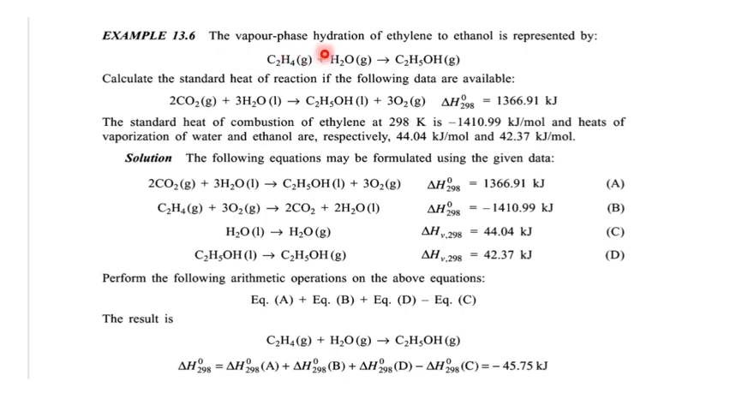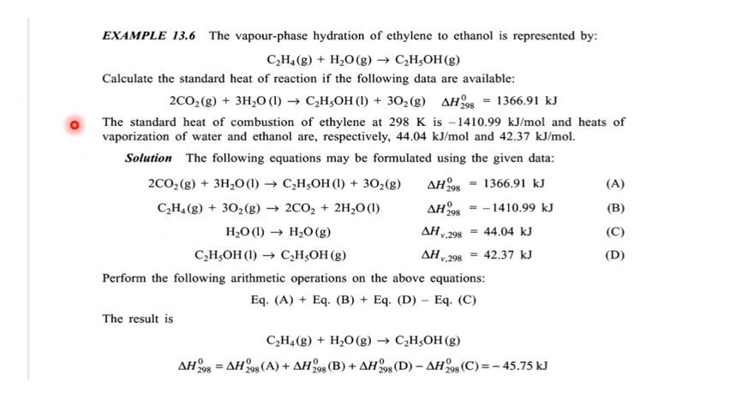So the vapor phase hydration of ethylene to ethanol is given by this equation: C2H4 plus H2O gives C2H5OH. So you must calculate the standard heat of reaction if the following data is available. 2CO2 plus 3H2O gives C2H5OH plus 3O2, that is delta H0 is 1366.91 kilojoule. And also it is given that the standard heat of combustion of ethylene is minus 1410.99 kilojoule per mole, and the heat of vaporization of water and ethanol are 44.04 kilojoule per mole and 42.37 kilojoule per mole.